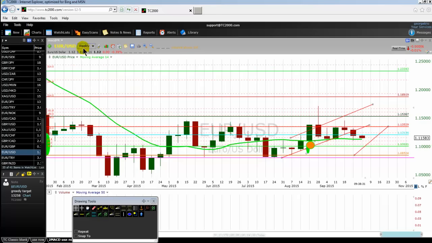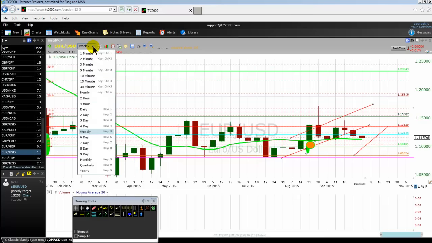So this is the euro dollar, and I'm not interested in selling the euro today. I want to buy the euro.